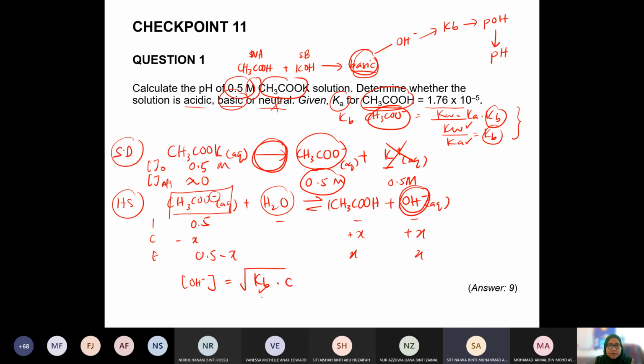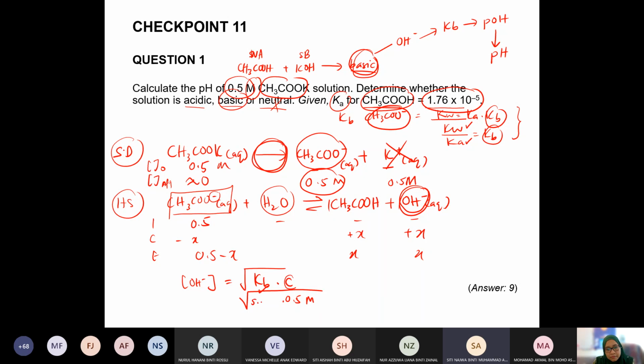Okay, so Kb we have determined just now. C is 0.5 molar. What is the value of Kb? Can someone please calculate for me what's the value of Kb? 1.0 times 10 to the power of -14 over this value. What's the value, guys?